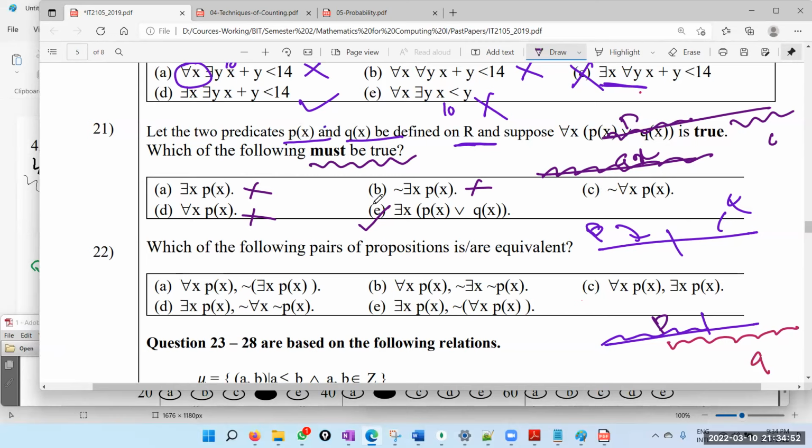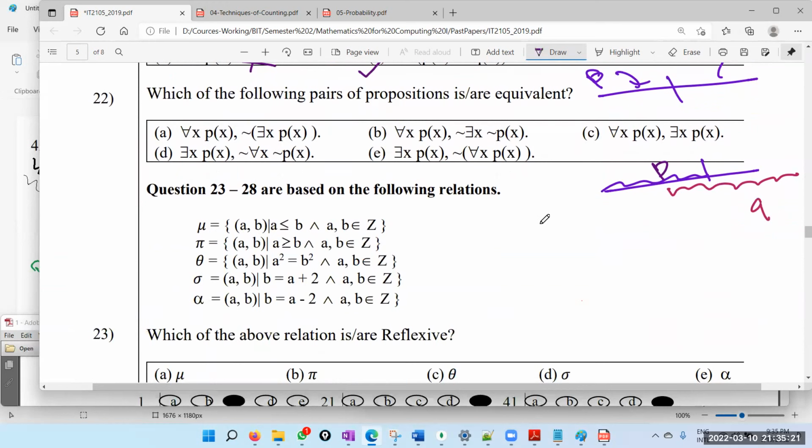But this is definitely must be true. There must be at least one x where Px or Qx, because they say all are Px or Qx, then exist x is always true. So I will go for E. 21, E. Yes, E. Okay.